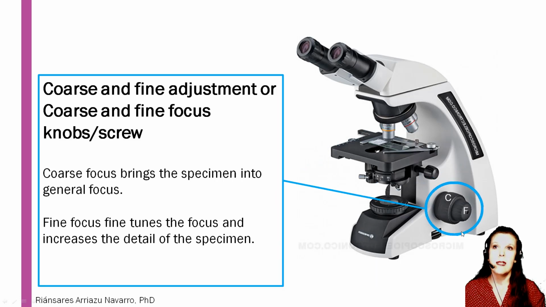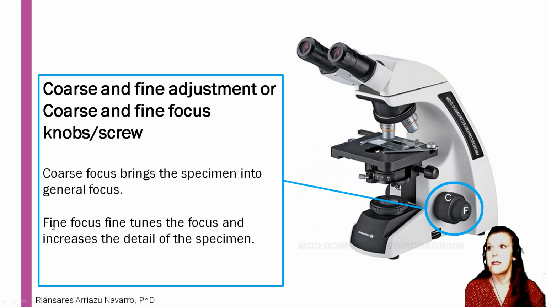These 2 structures here are very important because they are the coarse and fine adjustment, or coarse and fine focus, knobs, screw, as you prefer. The screw that is identified with C is the coarse focus that brings us the specimen into a general focus. We are going to use it at the beginning with the 4 times magnification in order to see the sample.